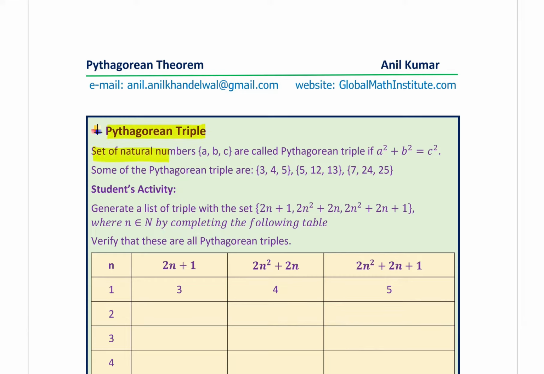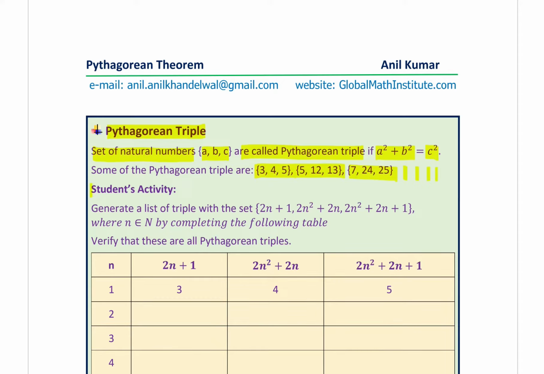A set of natural numbers like a, b, and c, three natural numbers, are called a Pythagorean triple if a square plus b square equals c square is true. So out of these three numbers, the sum of two squares should be equal to the square of the third. Then we call it a Pythagorean triple. And as we have seen, 3, 4, 5 is one of the most common examples. The others could be as mentioned here, but there could be many more examples, right?